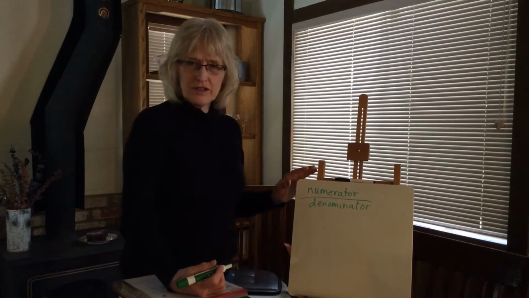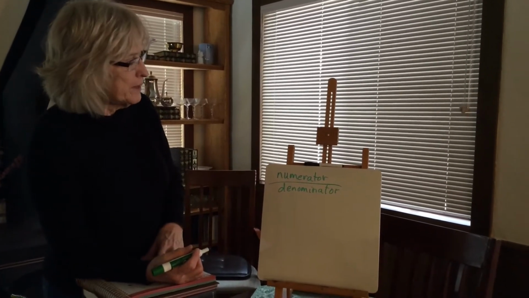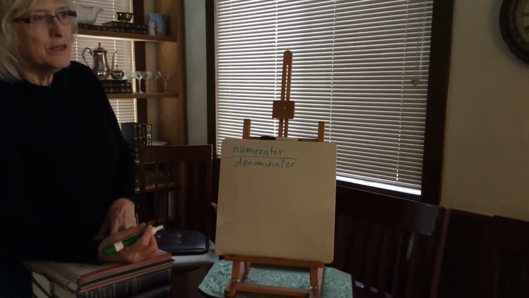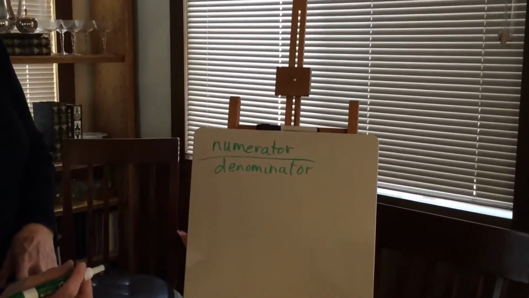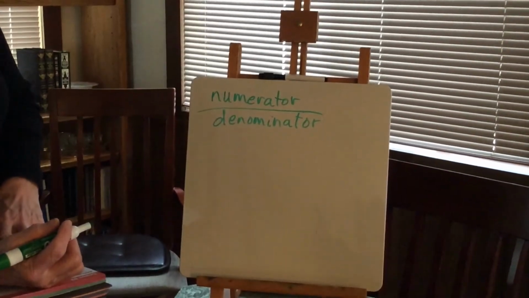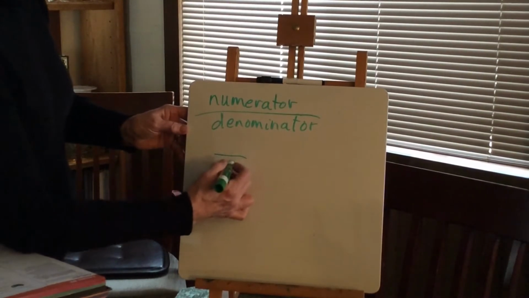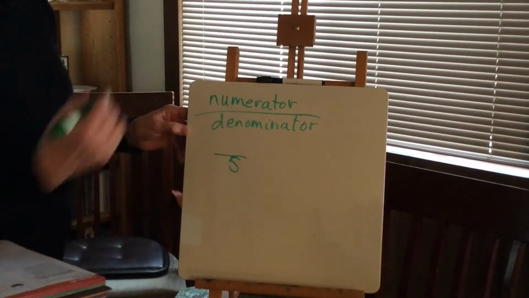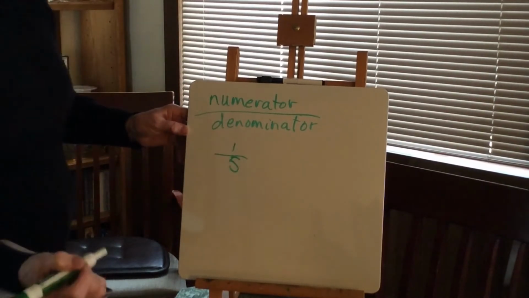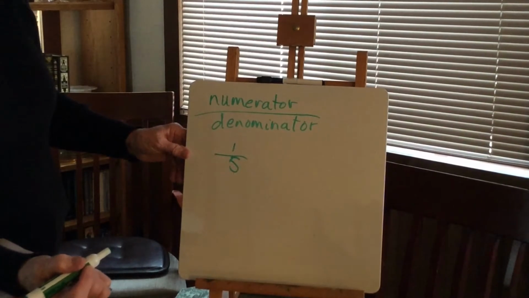In fractions, we have the numerator on top of the dividing line and the denominator underneath. Remember that the denominator is the number of parts that the whole is divided into. If I have a pie divided into 5 equal parts, the 5 is going to be in the denominator. If I eat one of those parts, I've eaten 1 of 5 parts, or 1/5 of the pie.